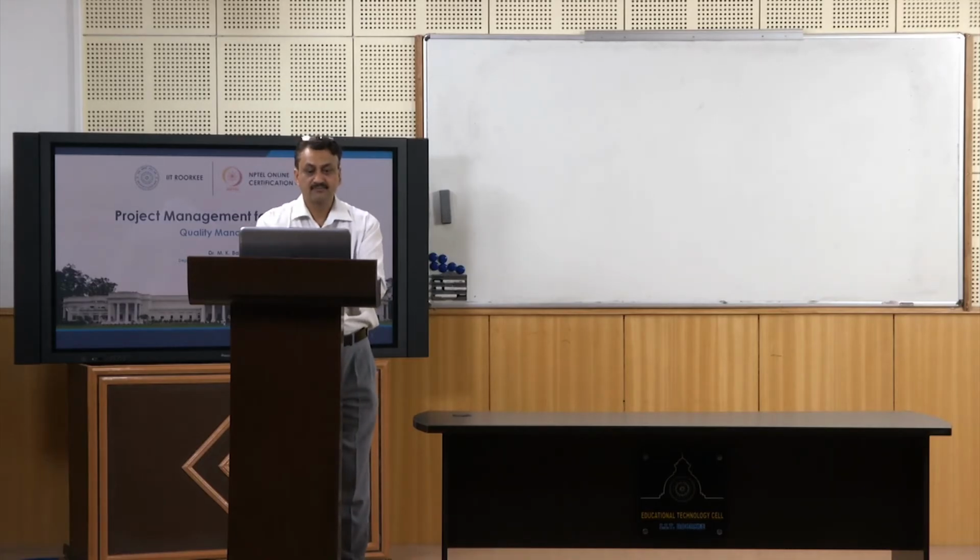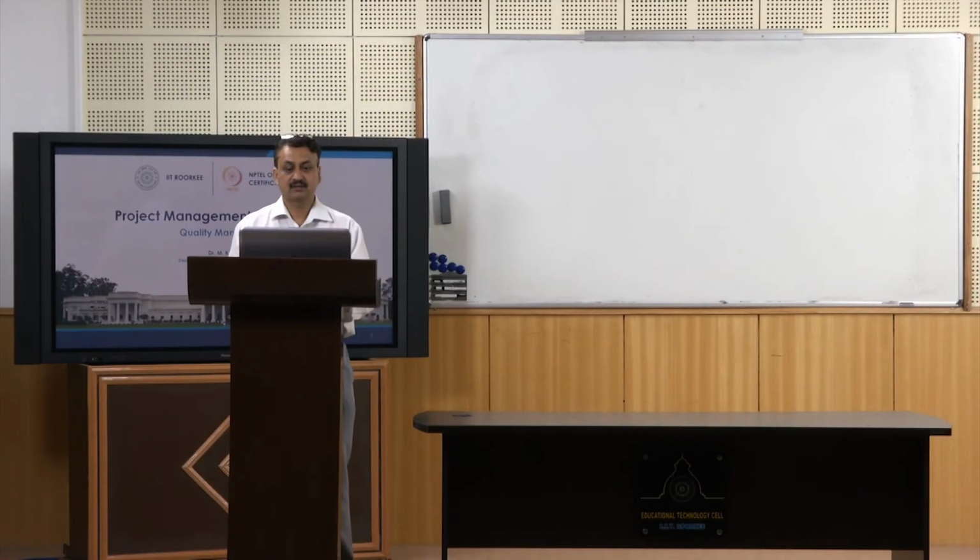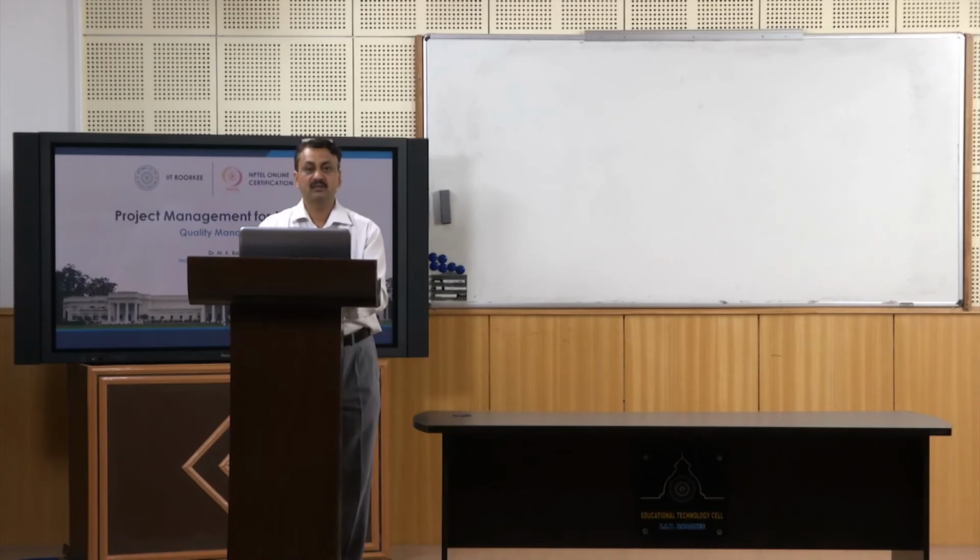inputs are photocopier, right, paper. So, office supply is nothing but paper, right. Then you have got toner, toner is also a kind of office supply, right. Yourself, you are keeping original document, right. Then electricity, and the process is what, it's you are making photocopy, right. Output is what, a photocopy, right, or you can have multiple copies, right. So, this is your output.